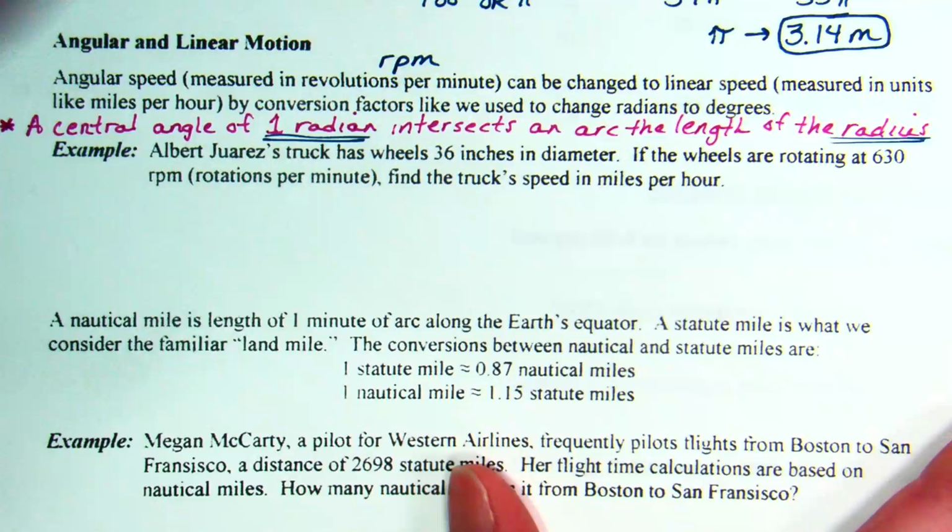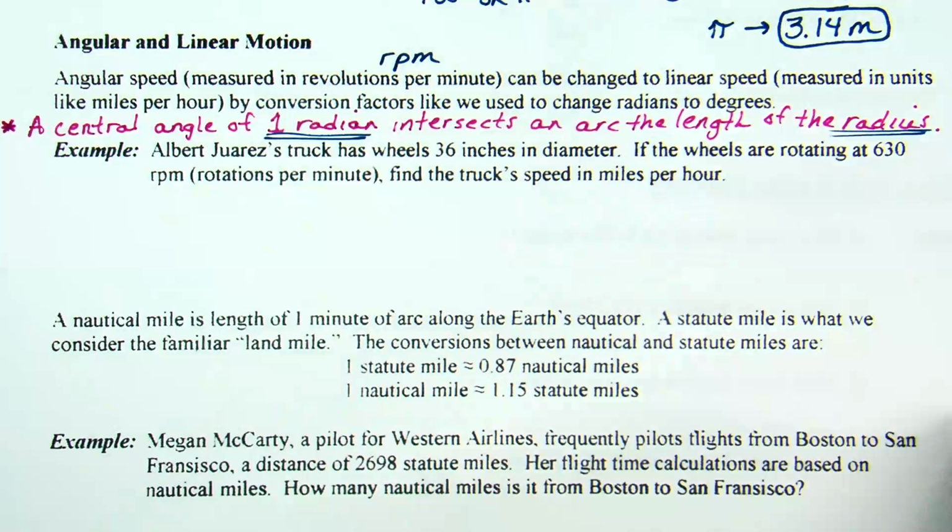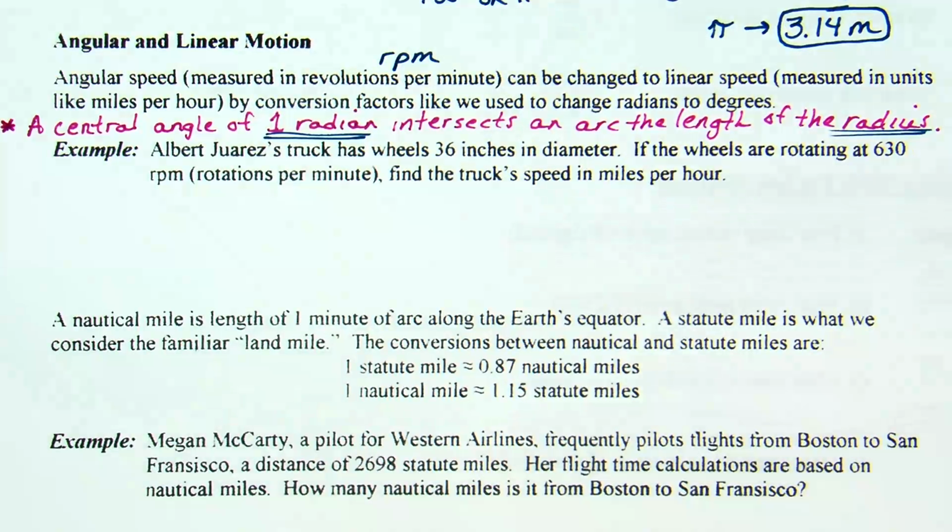I'll read that again. A central angle of 1 radian intersects an arc the length of the radius. What I'm saying is that 1 radian is equal to whatever your radius is in the circle, no matter what the radius is. So that's one of our conversion factors we're going to use. When we measure something that spins, are we going to measure from the farthest part out?